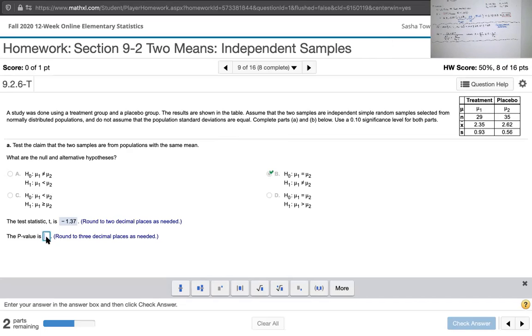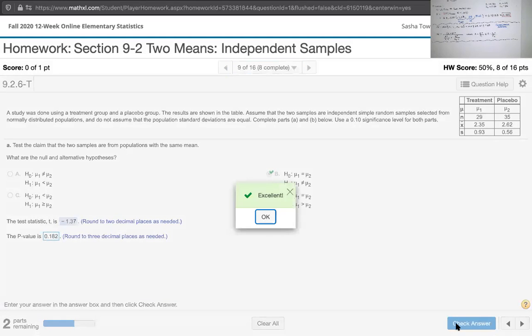Let's see if it likes that. Okay, great, it liked that just fine. Or we could use this more accurate number of degrees of freedom. So let me show you how to use Excel to write this up.